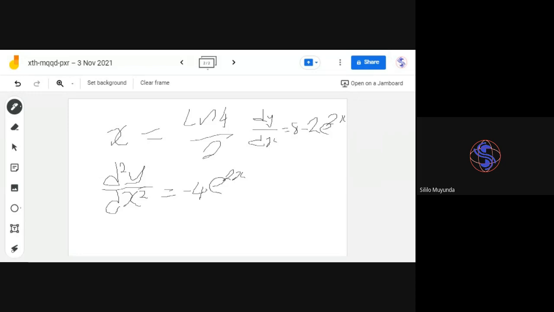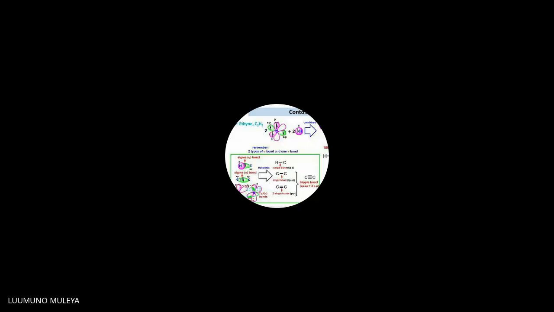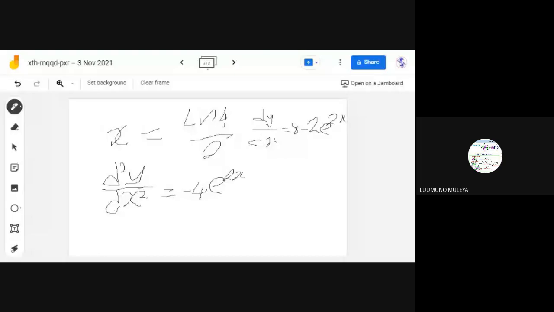Then what do we do after this? Maybe we solve for x again. So we get this value, right? We plug it in there. Is it?